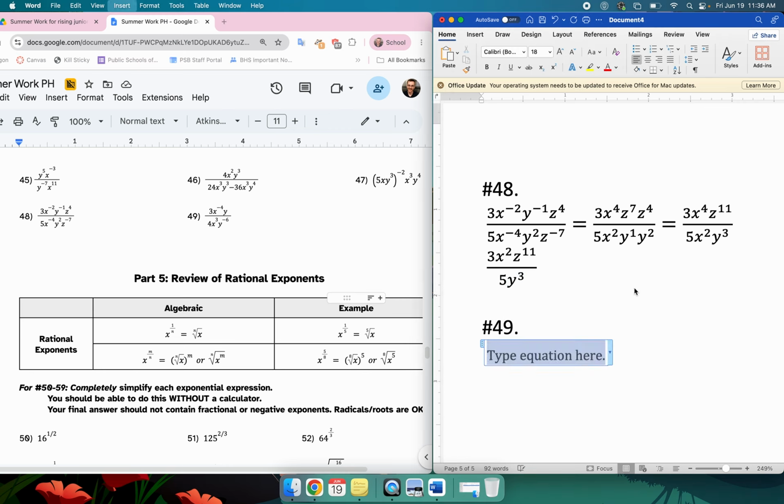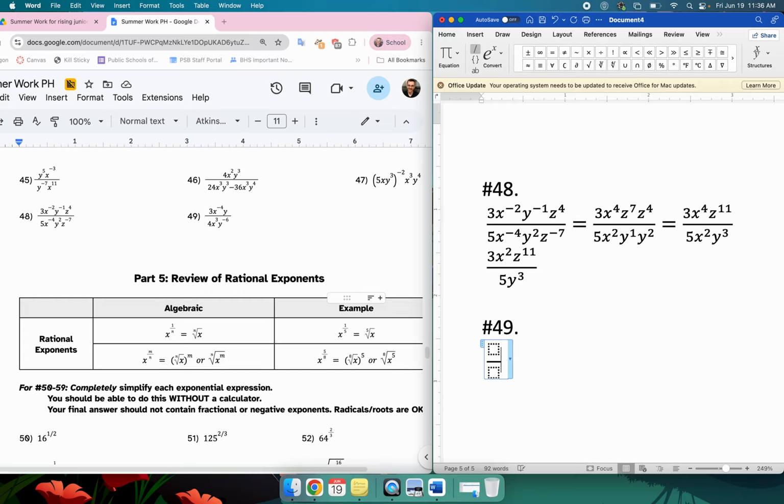Let's keep it real. All right, number 49, last problem for today. 3x to the negative 4, y over 4x cubed, y to the negative 6. Once again, the stuff with negative exponents is going to move around. And yet again, I'm going to emphasize this 3 here is not affected by that exponent of negative 4. Likewise, this 4 is not affected by that 3. So the 3 and the 4 stay where they are.